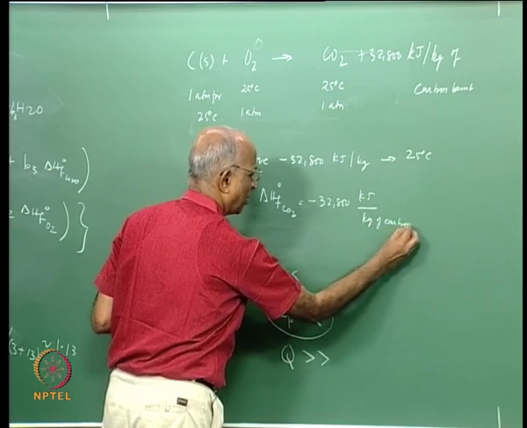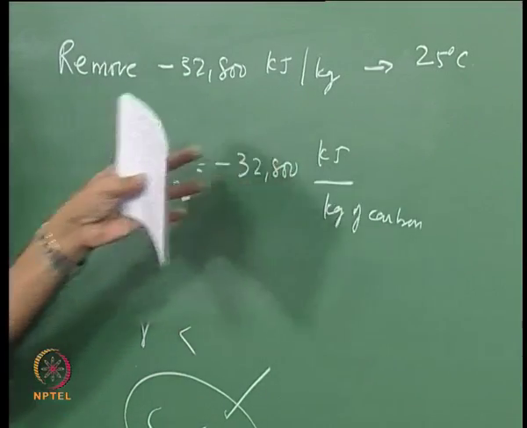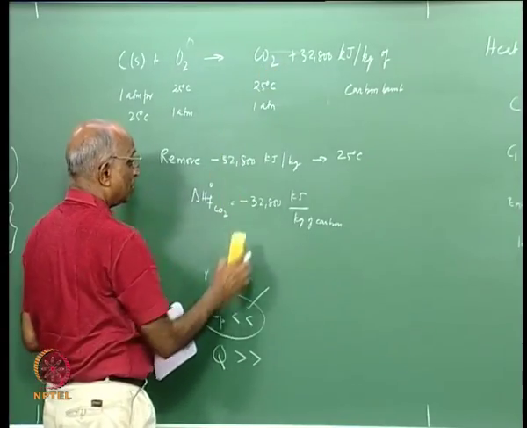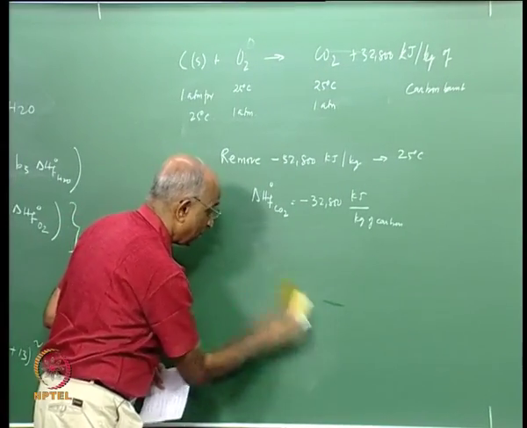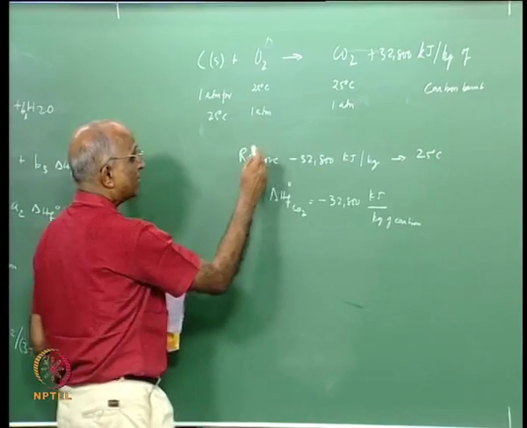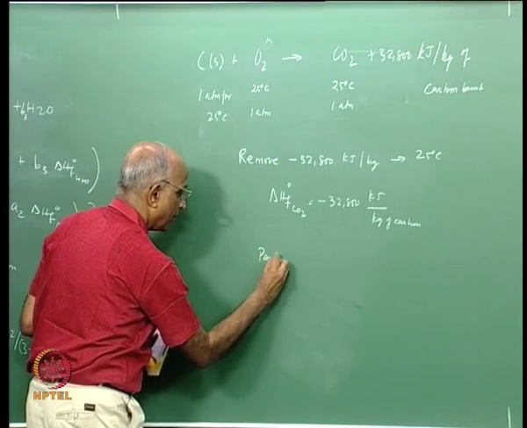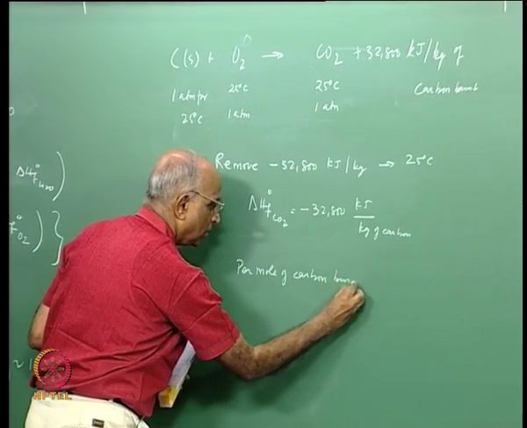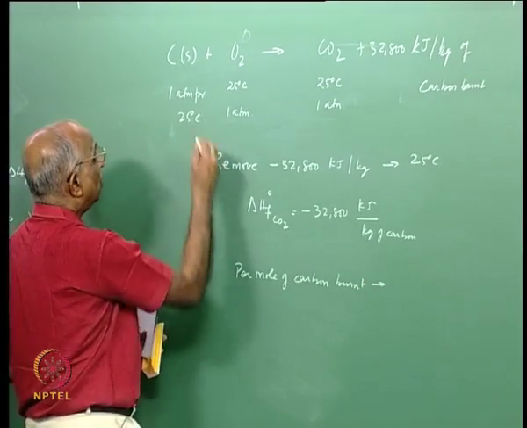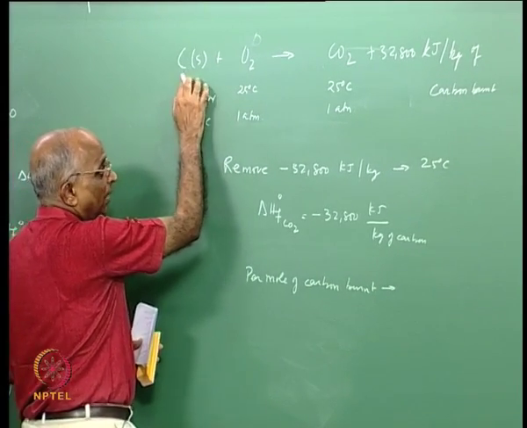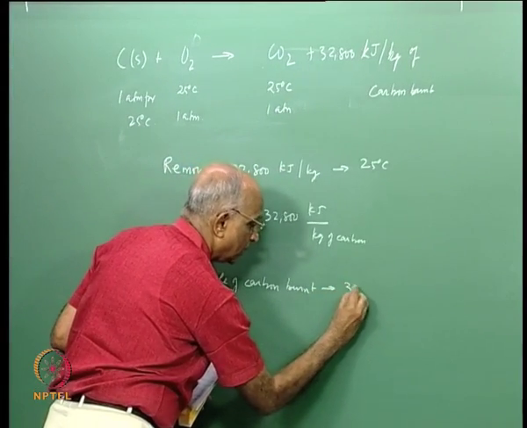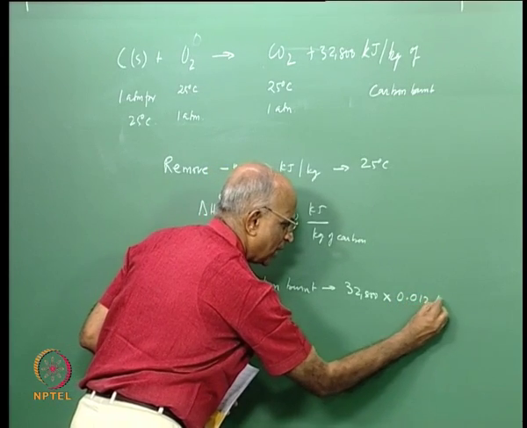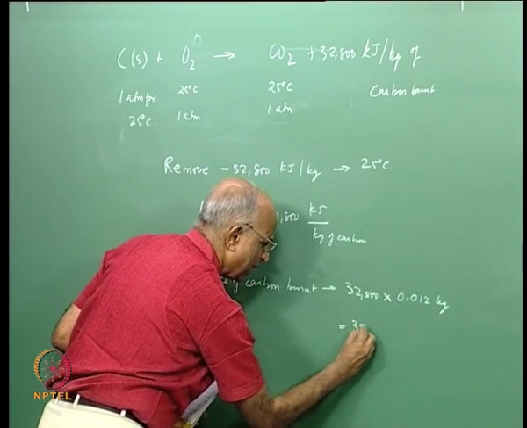But this unit is something wrong, right. We cannot have kilogram of carbon here, and therefore it is better to refer it to something like kilojoules per mole of carbon dioxide. Let's try to remedy the situation. Per mole of carbon, the energy which is released is as follows: 1 mole of carbon has a mass of 12 grams, and therefore the heat release is equal to 32,800 into 0.012 kilogram, which is something like 397.